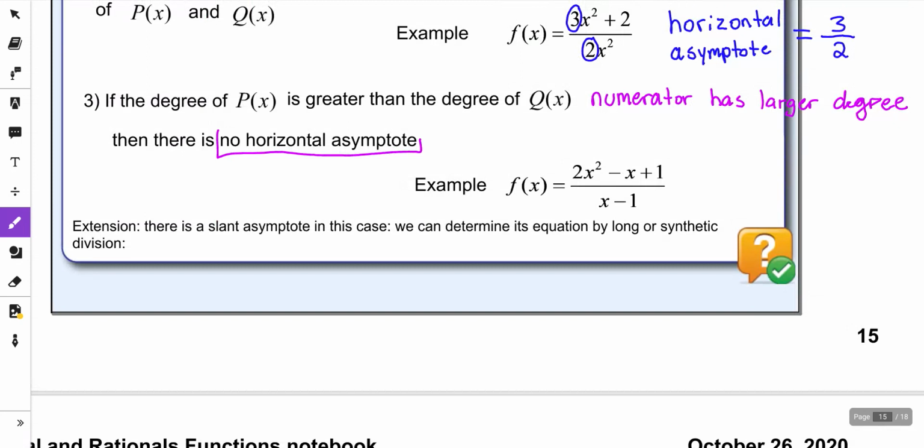It talks about a slant asymptote. I don't think we do that. No, we don't do that. So we're good. We don't need to worry about slant asymptotes. But it is kind of cool. That's a future problem.